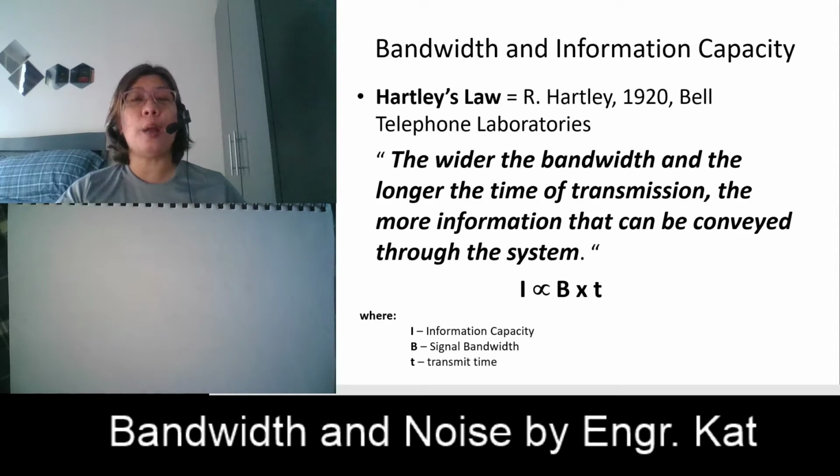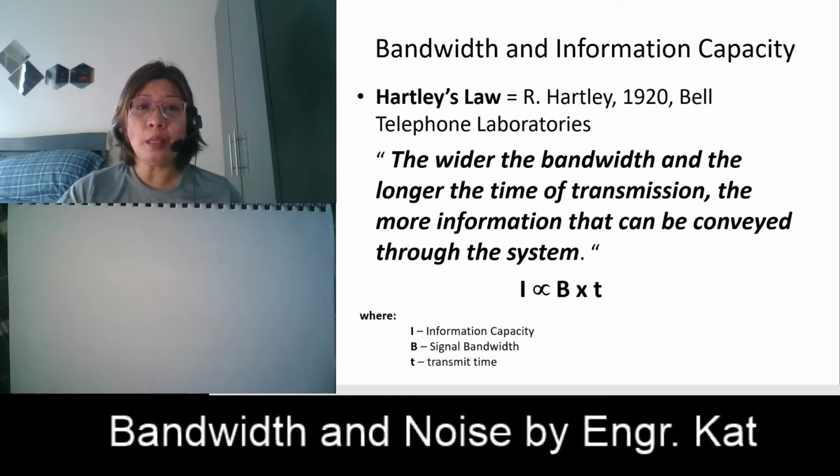So for example, you are uploading a file, or downloading a file. The higher your information capacity is, the longer it will take for you to upload or download your file. And the higher the bandwidth you have, the faster your information will be uploaded or downloaded. Okay? So your B stands for your signal bandwidth and your T is your transmit time.